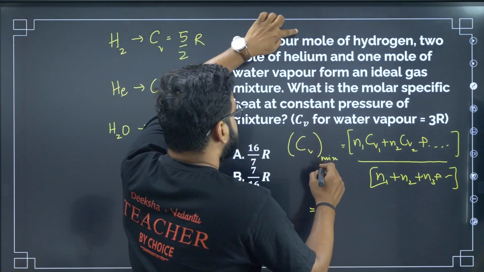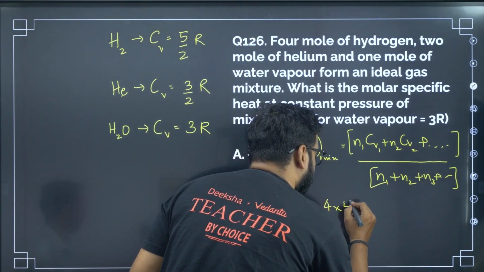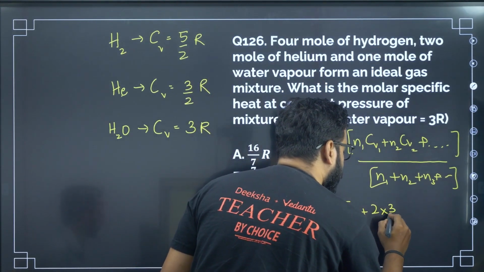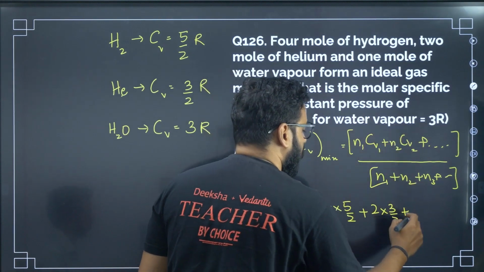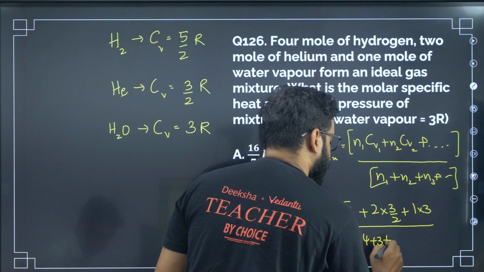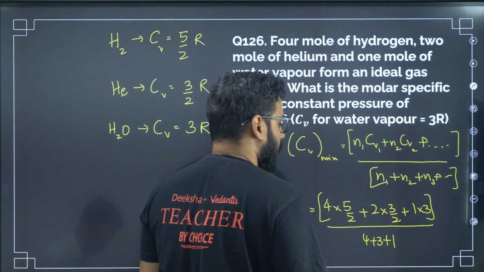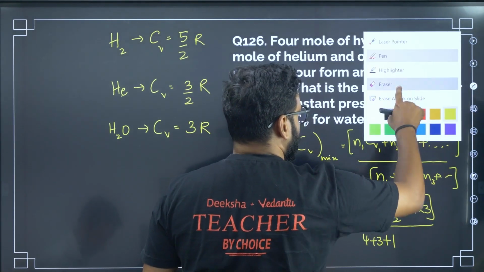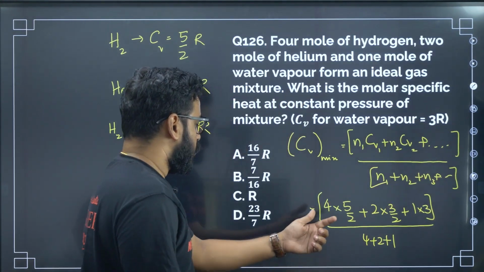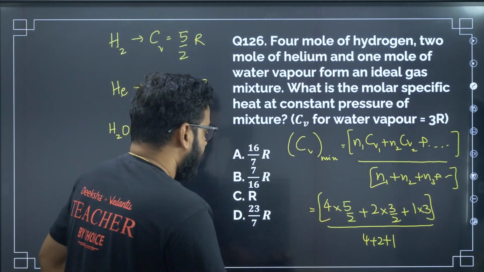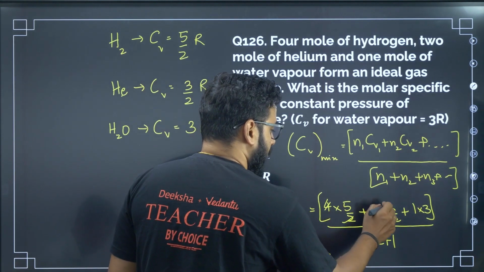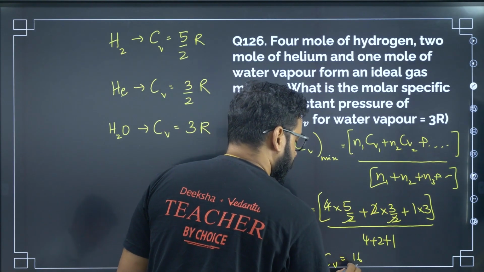For hydrogen we have 4 into 5 by 2, plus 2 moles of helium, 2 into 3 by 2, plus 1 water vapor, 1 into 3, whole divided by 4 plus 2 plus 1. Sorry, it's 2, not 3. So at the bottom you will have 7, and CV will ultimately be 10 plus 3 is 13, plus 3 is 16 by 7 R.